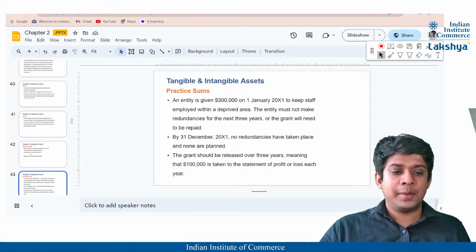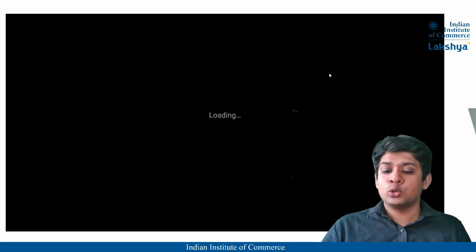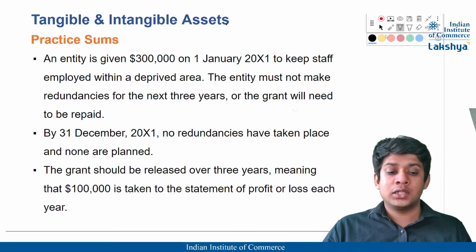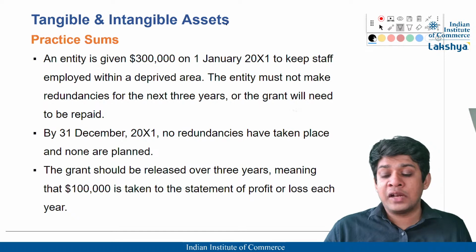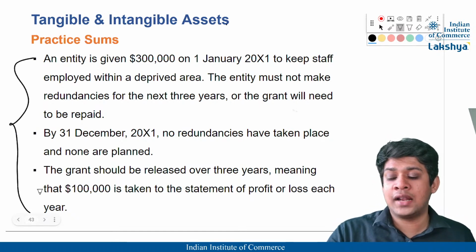Okay, guys, I hope we are back from the short break. So, till now, we've understood that there are two types of grants. One grant is related to the revenue, and the other grant is related to the purchase of an asset, which is known as a capital grant. Now, this is an example of the revenue grant.